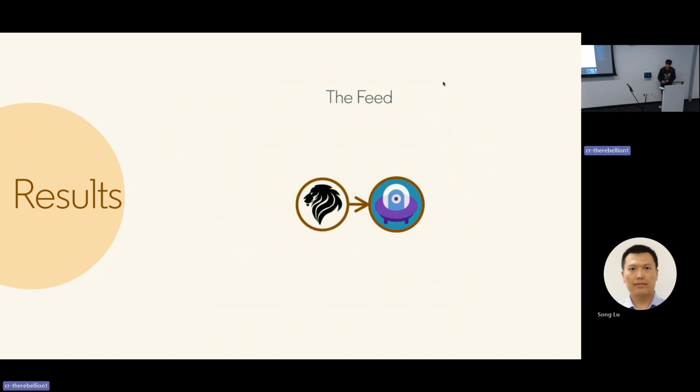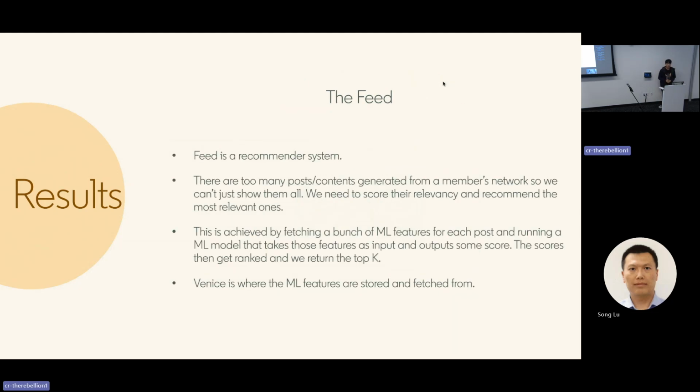Another use case is the feed. As talked about during the previous presentations, feed is one of our recommender systems, and it basically tries to compute the top relevant posts for users. A lot of these computations involve running through ML models, which require ML features that are stored and fetched from Venice.